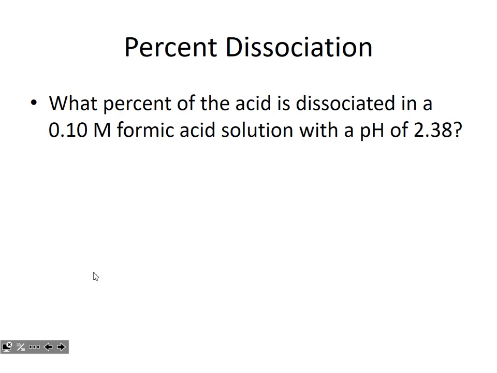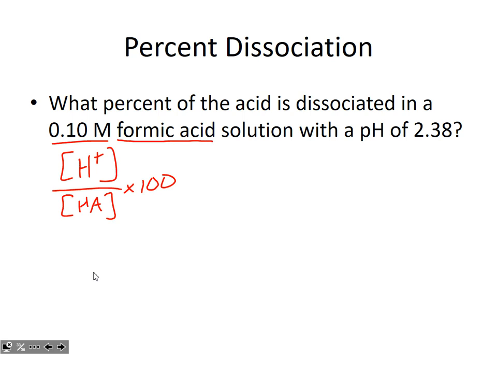So sample question, just how we're going to see this. What percent of the acid is dissociated in a 0.1 molar formic acid solution with a pH of 2.38? We want percent dissociation, right? So we want the H plus concentration over the HA concentration times 100, and that's our part over whole. And so we just need to get those numbers. So what are the numbers that are given to us in the problem? Well, we have this number, first of all. It says 0.1 molar formic acid. We don't even need to know what the formula for formic acid is. We just need to know that that's our acid, right? That's HA. And they told us the concentration.